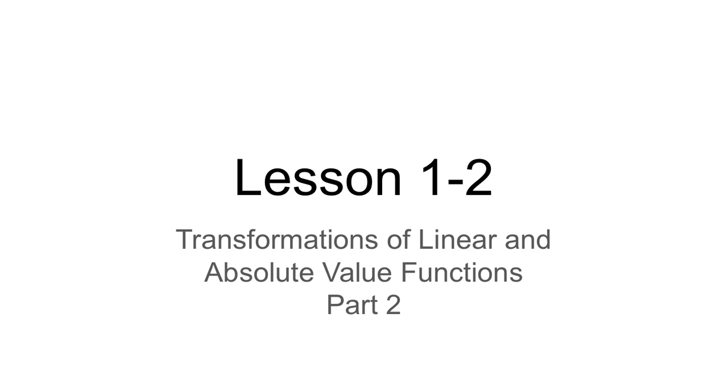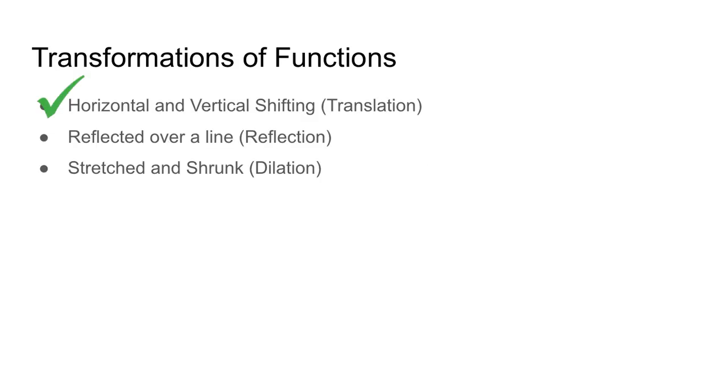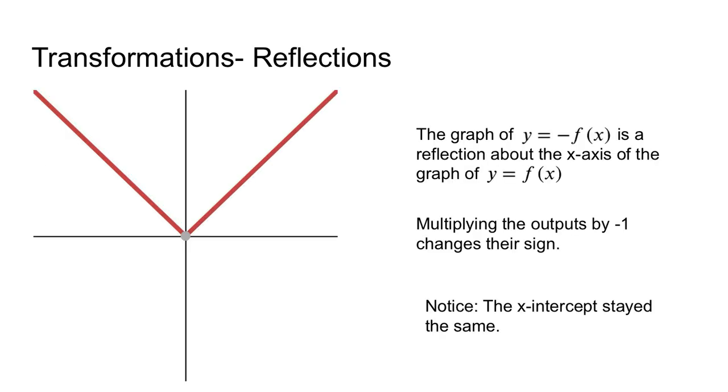In this lesson, we're going to start talking about other transformations. So last time we focused on horizontal and vertical shifting. In this lesson, we're going to talk about reflecting over a line and stretching and shrinking, the reflection and the dilation piece. Let's get into it.